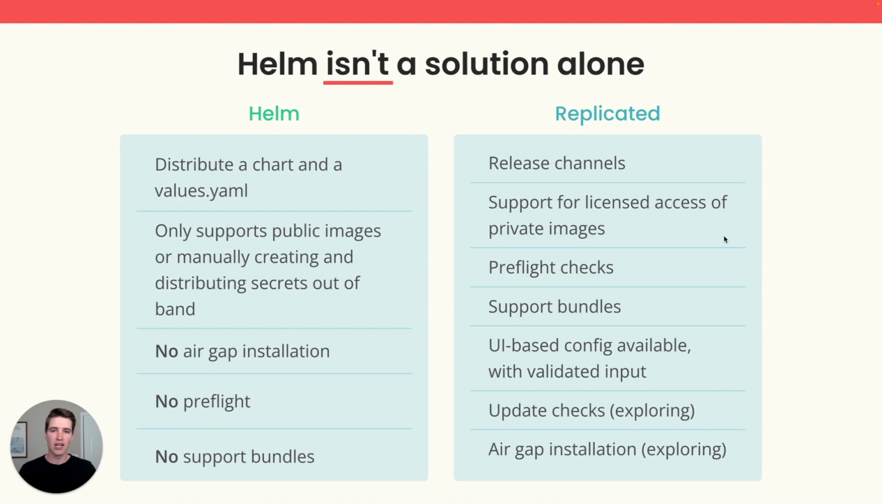Whereas with Replicated, you get release channels so that you can develop your application at a cadence and promote things through the appropriate release channels. You have support for licensed access of private images so that when someone is no longer a customer, you can revoke their access and they'll no longer be able to pull those images. You have pre-flight checks to verify the environment before the application's installed, support bundles. You have a UI-based configuration where you can validate input and give your customers a nice place to configure the application before they install it. There's update checks to check for updates to the application, and air gap installation. And these are two things that we're working on and developing right now, but part of the eventual solution that we're building out.